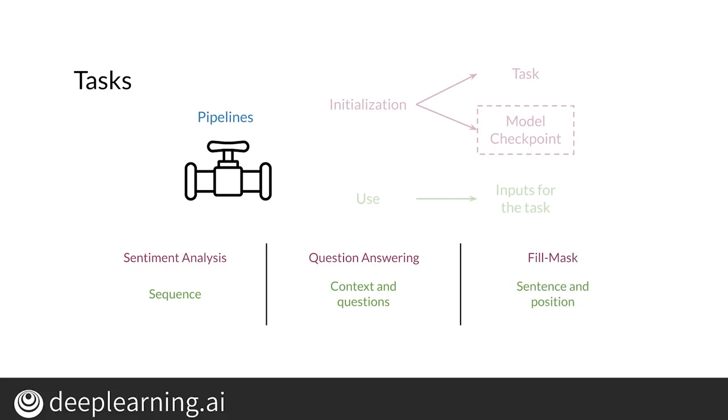Another task that you might find helpful is fill mask, which you can use when you need your model to fill blank spaces in a text. This pipeline needs the sentence you want to fill and the exact position you need your model to fill it. It outputs a series of possible ways to complete the sentence. And there are many more tasks that you can find directly on the Hugging Face website.